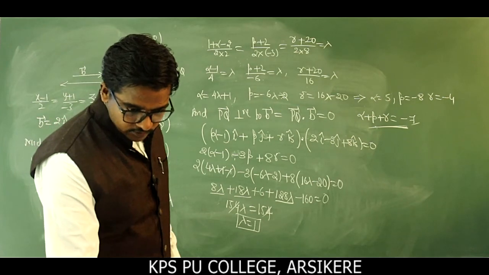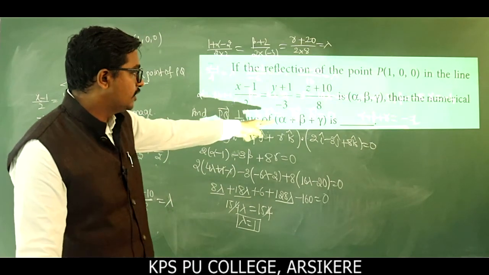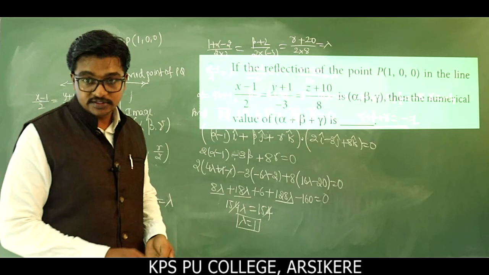Next question. Okay, got the concept? Alpha plus beta plus gamma is equal to what we have here, minus 7. This is our answer.